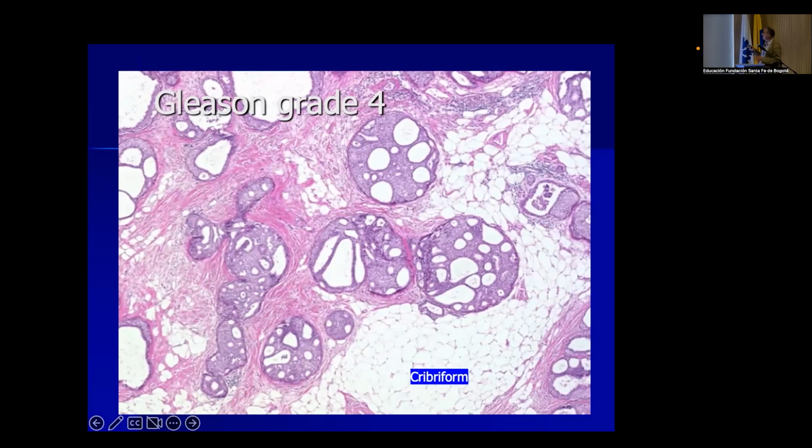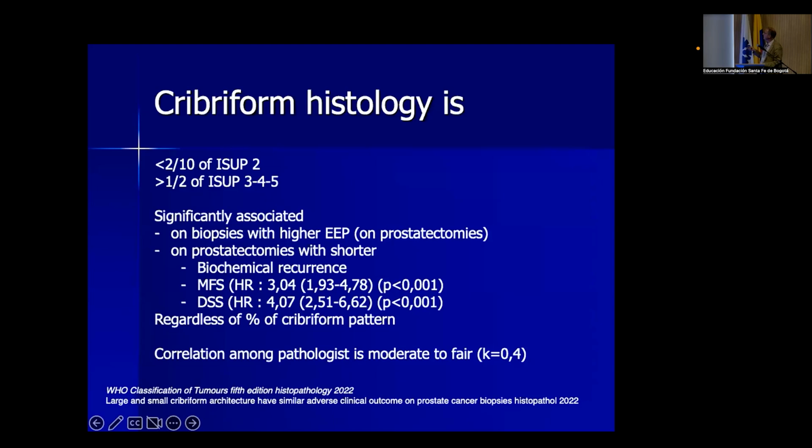That means that the tumor is instinctively, for the pathologist, more aggressive in the cribriform pattern than in the other forms of Gleason 4 patterns. So the cribriform Gleason 4 histology has a real impact on the disease. It is quite rare in ESUB2, with less than 20% cribriform pattern, but it's more frequent in ESUB3, with more than 50% of cases containing a cribriform pattern.